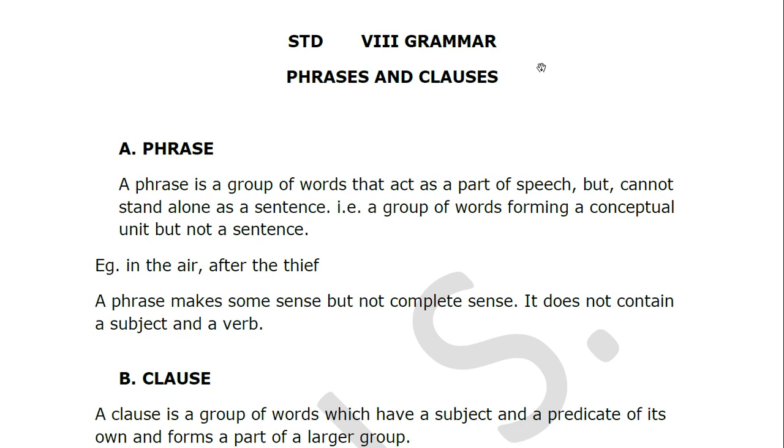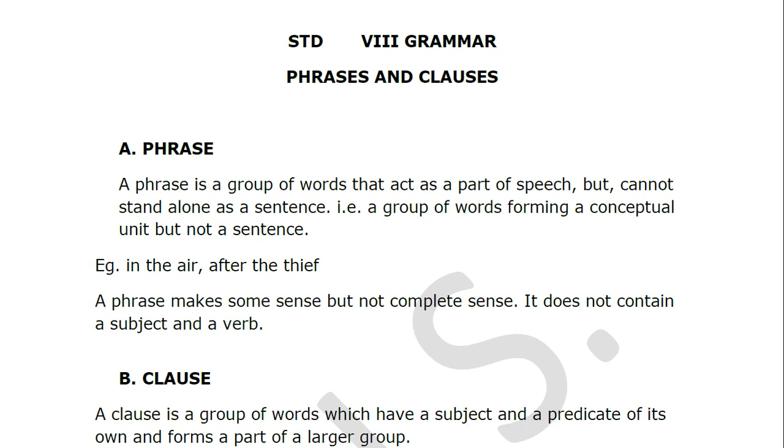A phrase is a group of words that act as a part of speech but cannot stand alone as a sentence. That is, a group of words forming a conceptual unit but not a sentence. For example, in the air, after the thief. If you look at this example, in the air, after the thief, you will see that what is said makes some sense but not complete sense.